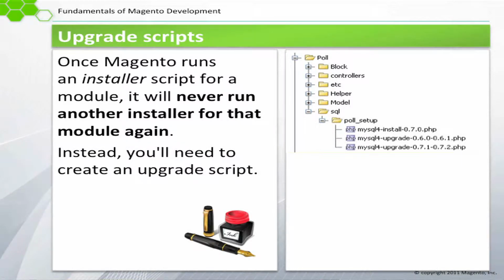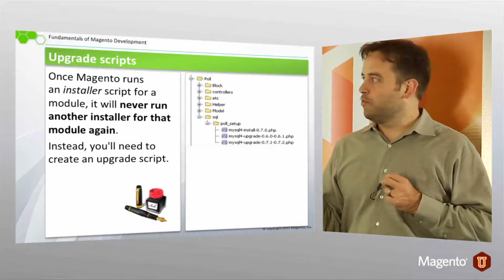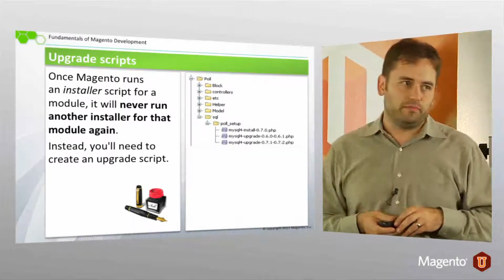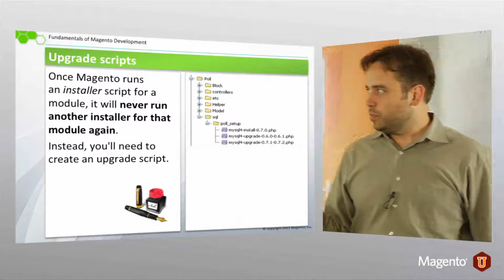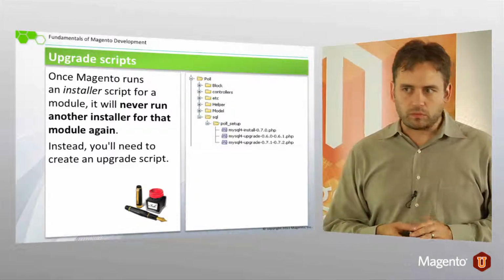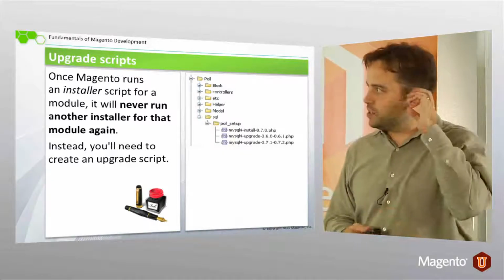All of these will begin with mysql4 dash. Again, the naming convention. An install script will have install, and then upgrade scripts will have upgrade. For install scripts, we only specify a single version number. And this version number is evaluated using PHP's version_compare function, which will handle different versioning conventions, but obviously you would want to test.